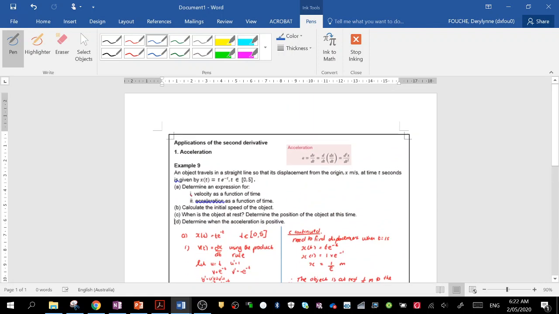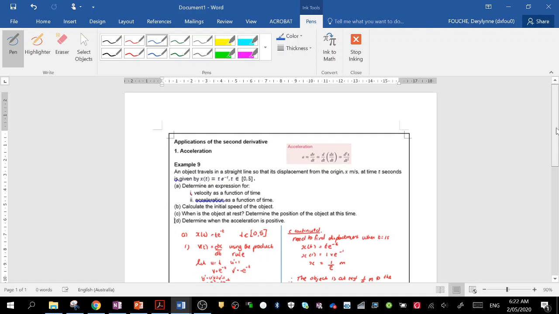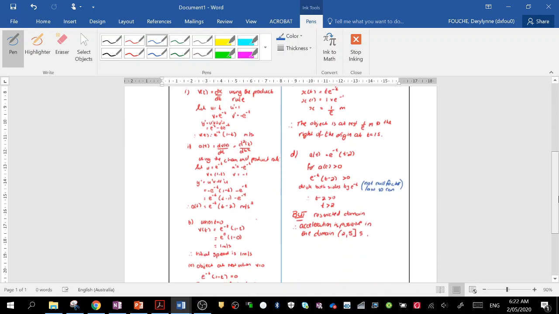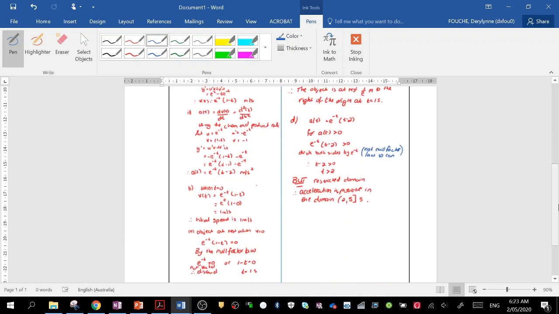All right. When is the object at rest? So something is at rest when the velocity is 0, and it is wanting us to get the position of the object at this time. So we're going to need to do two things there. We need to find out what time or when our velocity is 0, and then substitute that back into our displacement formula to find out where it is going to be when the velocity is 0.